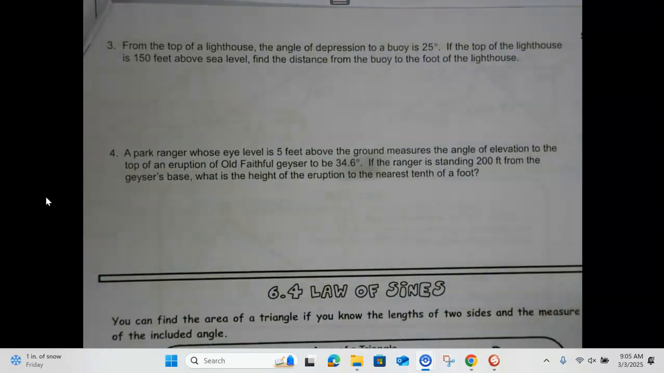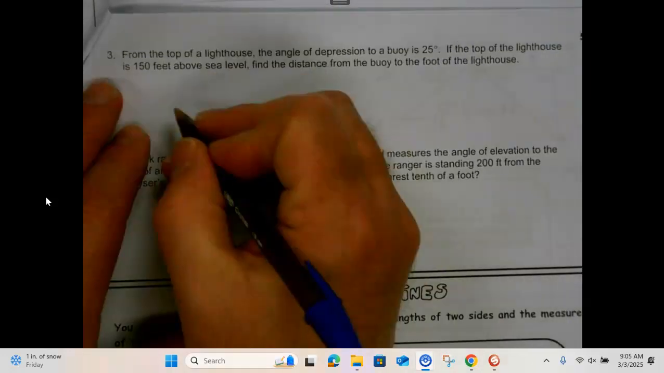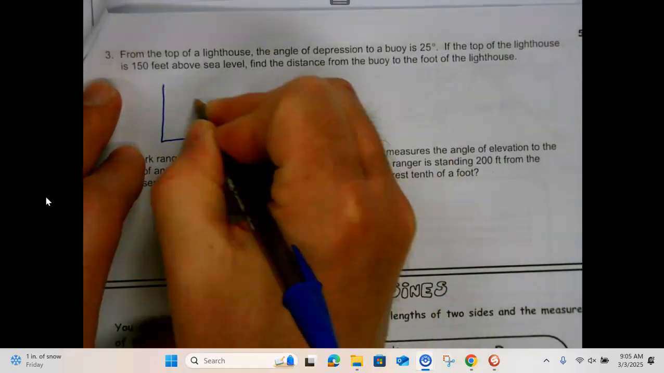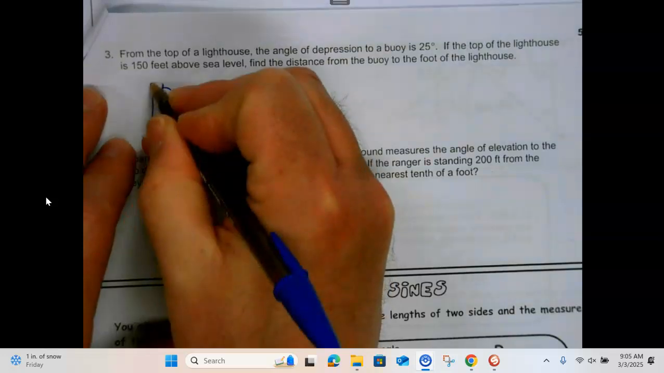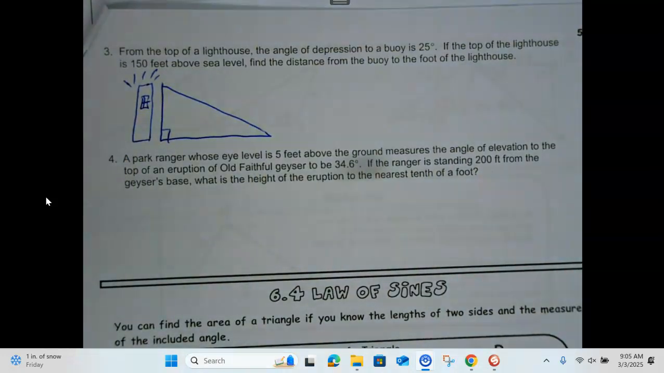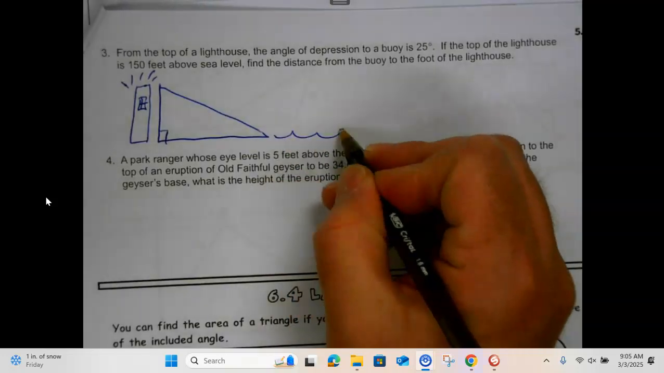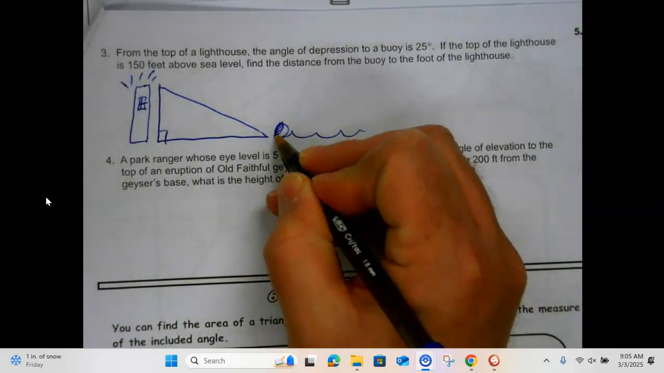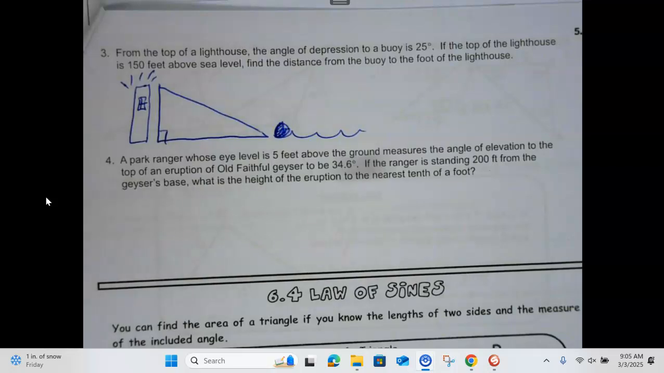All right, let's see. From the top of a lighthouse. All right, hang on a minute here. Lighthouse. Little window. Okay. The angle of depression to a buoy is 25 degrees. Okay. Reminder.